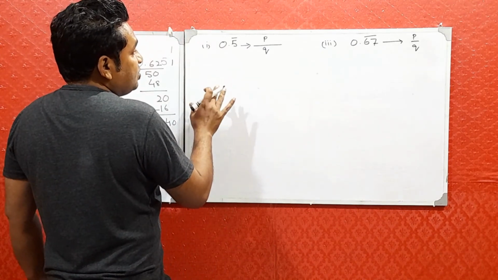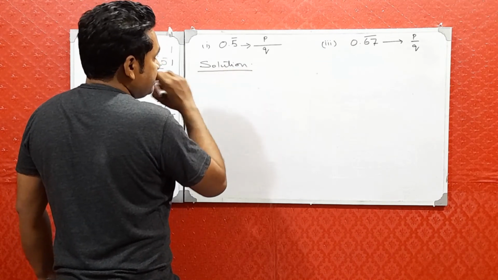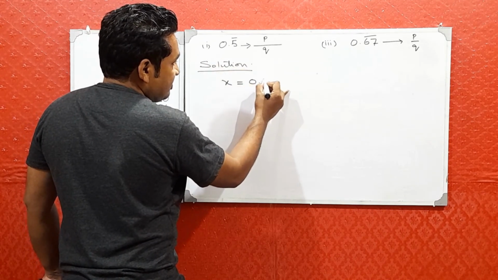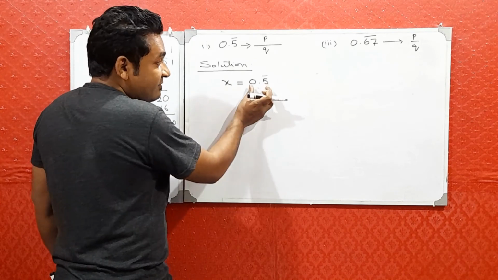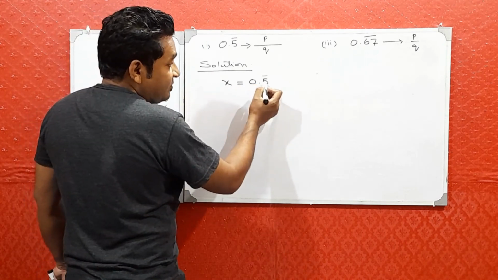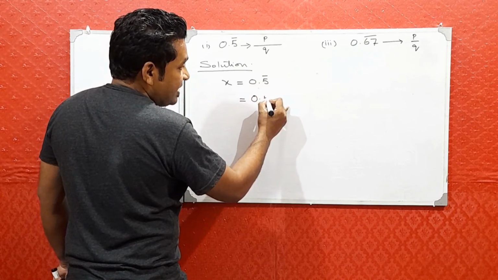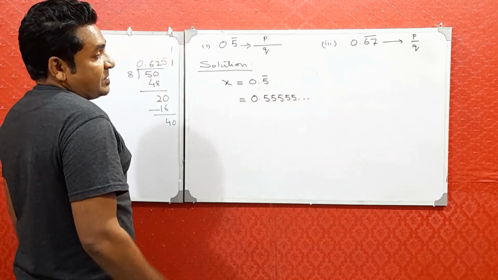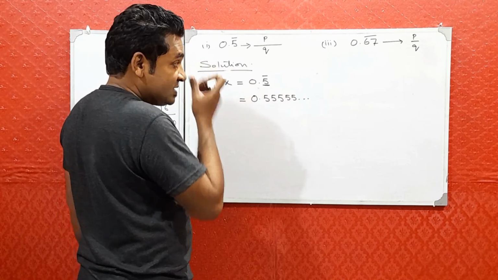First thing you are supposed to do here is let this number equal to x. x is equal to 0.5 with a bar upon it. Now you have to remember what you have let equal to x. So you have let 0.5 bar equal to x. Now this 0.5 can be written, because it is recurring, as 0.5555 and so on. Now this bar is on one digit.